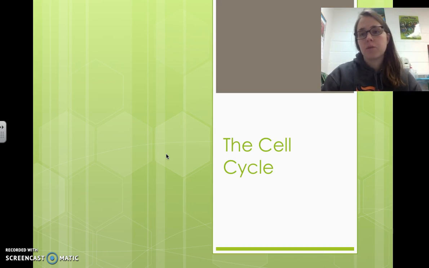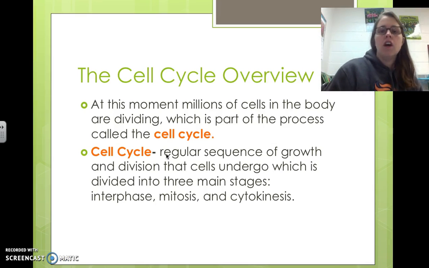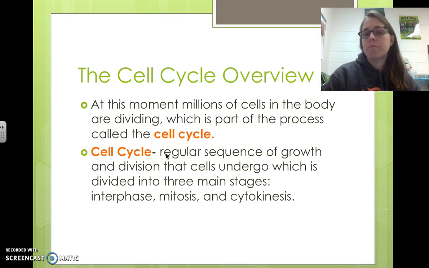It's also one of the main reasons that cancer happens, when this gets broken. We'll talk more about that later. So, the cell cycle. At this moment, millions of cells in your body are dividing. It's part of a process called the cell cycle. The cell cycle is a sequence of events of growth and division, meaning where the cell grows and then divides, that cells undergo, and it is divided into three main stages: interphase, mitosis, and then cytokinesis.